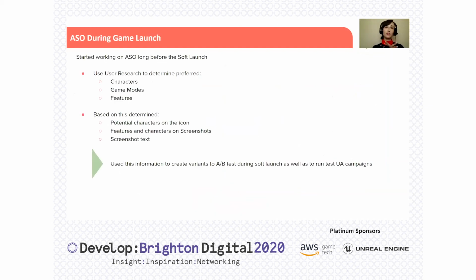Cool. ASO during a game launch. So it's important to start looking into ASO way before a game is globally launched, because we can use user research to determine favorite characters, favorite game modes, favorite features, which will be really helpful in terms of App Store optimization as well as paid marketing in the future. And we can determine potential characters on the icons, potential characters on screenshots, screenshot text, and then we can do A/B tests on all this and run user acquisition campaigns to see which are performing the best during soft launch.